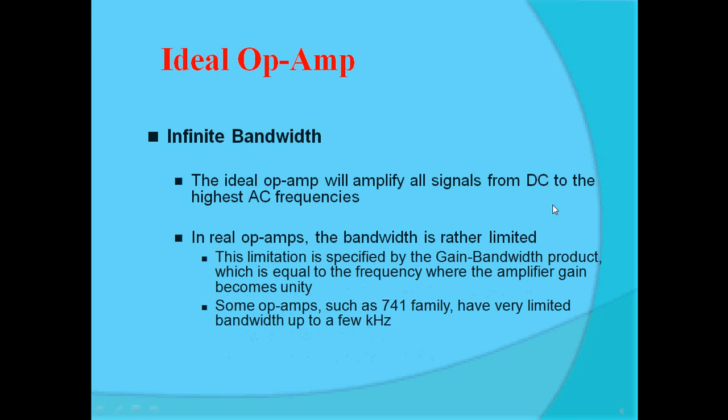Ideal op amp will exhibit infinite bandwidth. So ideal op amp will amplify all signals from DC to the highest AC frequencies. In real op amps, the bandwidth is rather limited, and this limitation is specified by the gain bandwidth product, which is equal to the frequency where the amplifier gain becomes unity. We can find the gain bandwidth product from the graph of gain versus frequency, and some op amps such as 741 have limited bandwidth of up to a few kilohertz.